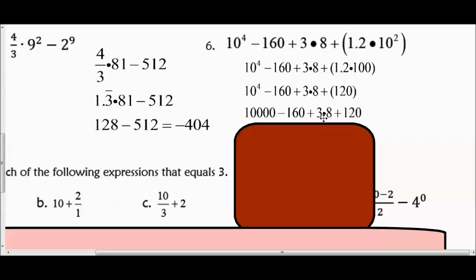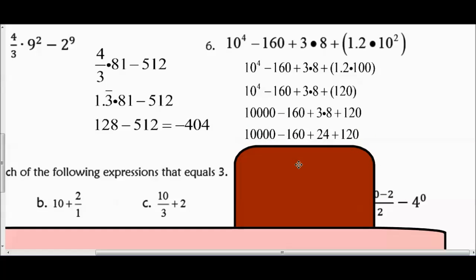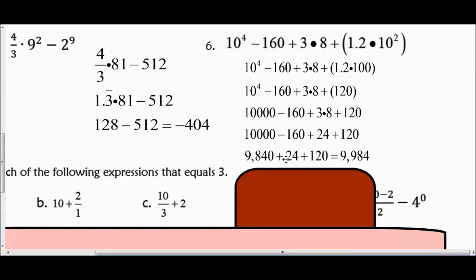And now we can do the multiplication because all we have left is subtraction and addition. Other than that, that'll give us 24. Now we have subtraction, addition, addition. We're just going to work that straight across, left to right. The first subtraction will give us 9,840, and then we add all those up, and that's 9,984.